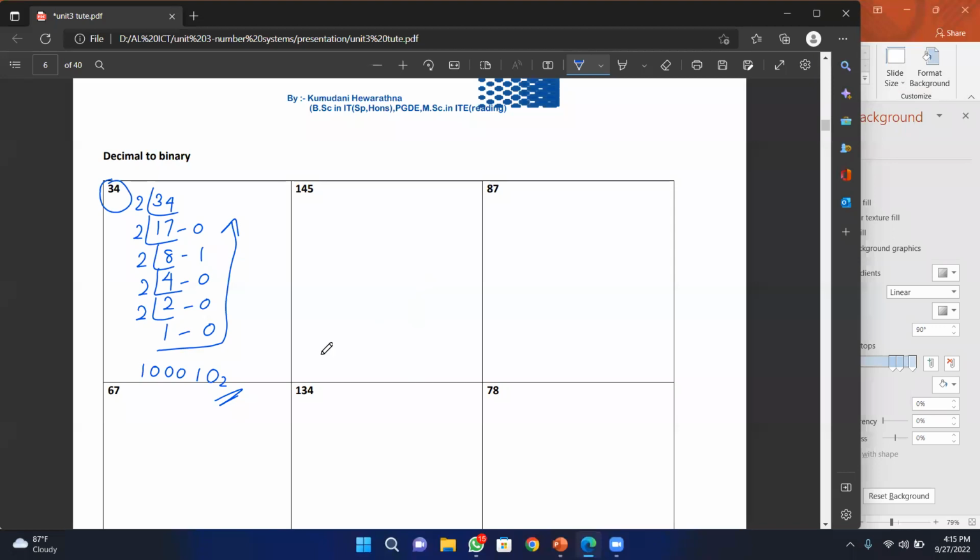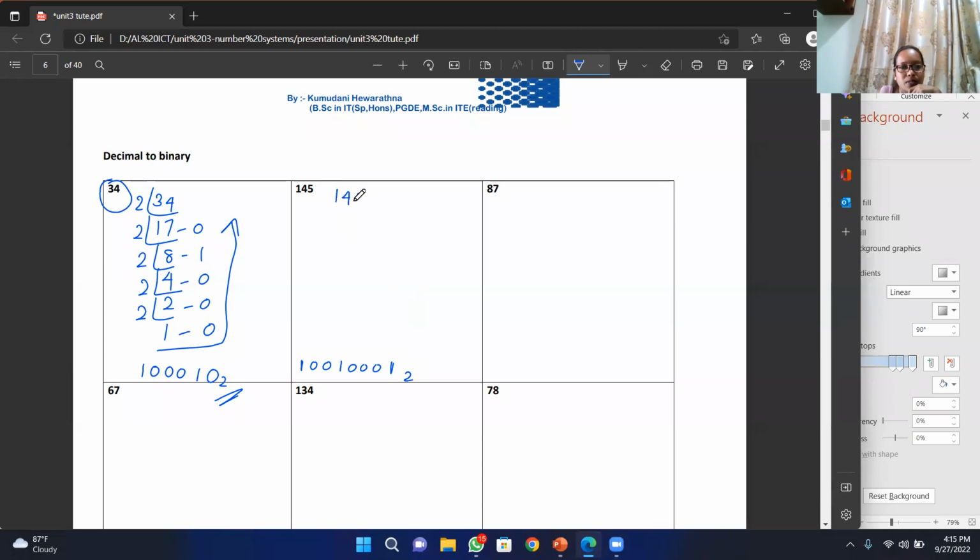Teacher, I've done, teacher. What is the answer? 1 0 0 1 triple 0 1 to the base 2. Right. Let's do it. Yes, 1 0 0 1 triple 0 1. Yes, correct.